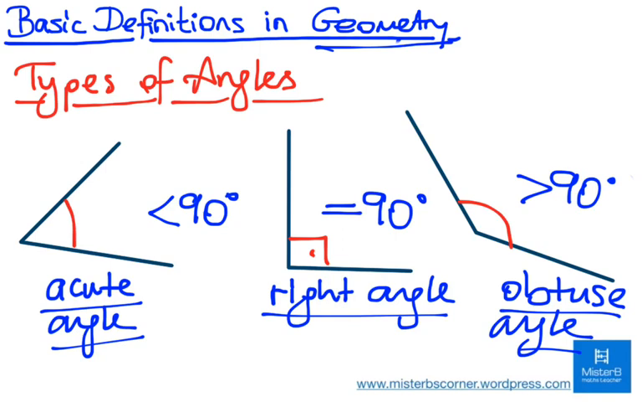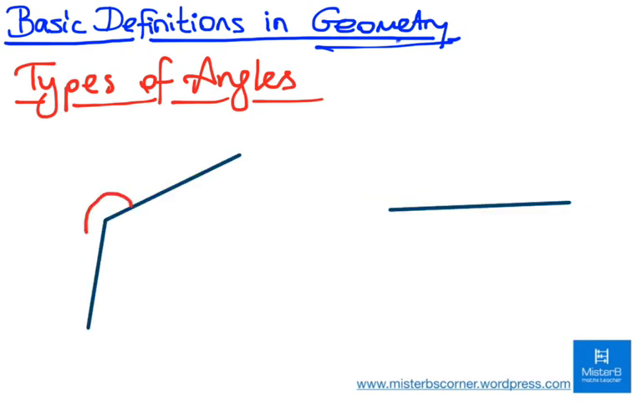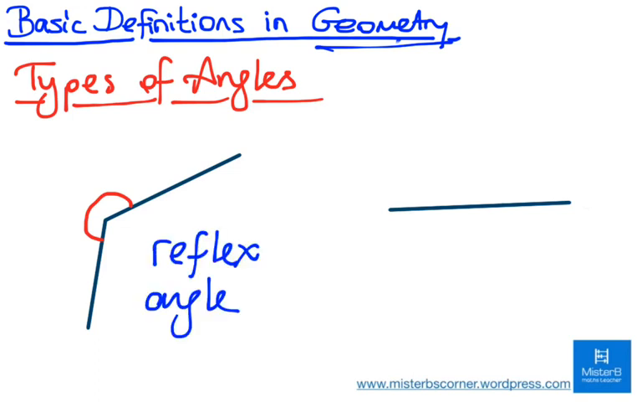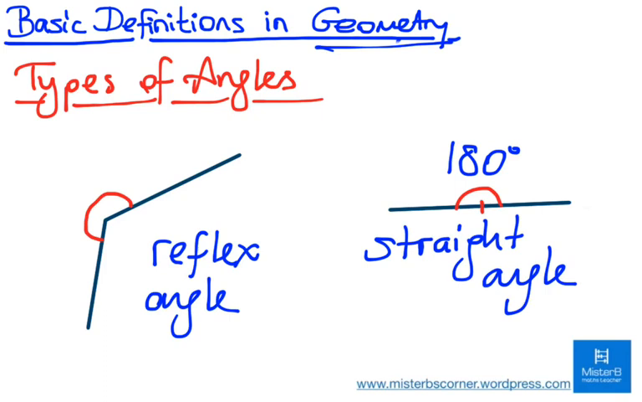And we have two more actually. This is called a reflex angle. It is more than 180 degrees. And for 180 degrees itself, we have the name straight angle. You can see here that this angle is more than 180 degrees, and this is just 180 degrees.